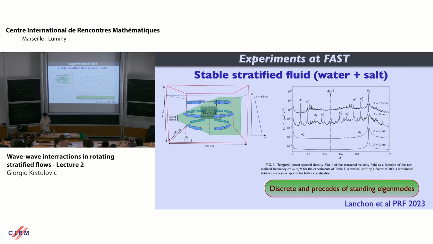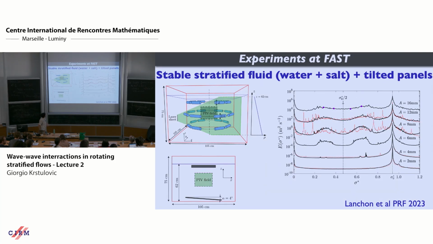If you go to the experiments, it has been a big trouble to obtain them. So this experiment, again in the group of Pierre-Philippe, but this time there is no rotation, but a stratification, and they try to go there, and basically they observe a lot of discrete turbulence and interaction with the bound standing modes of the system.